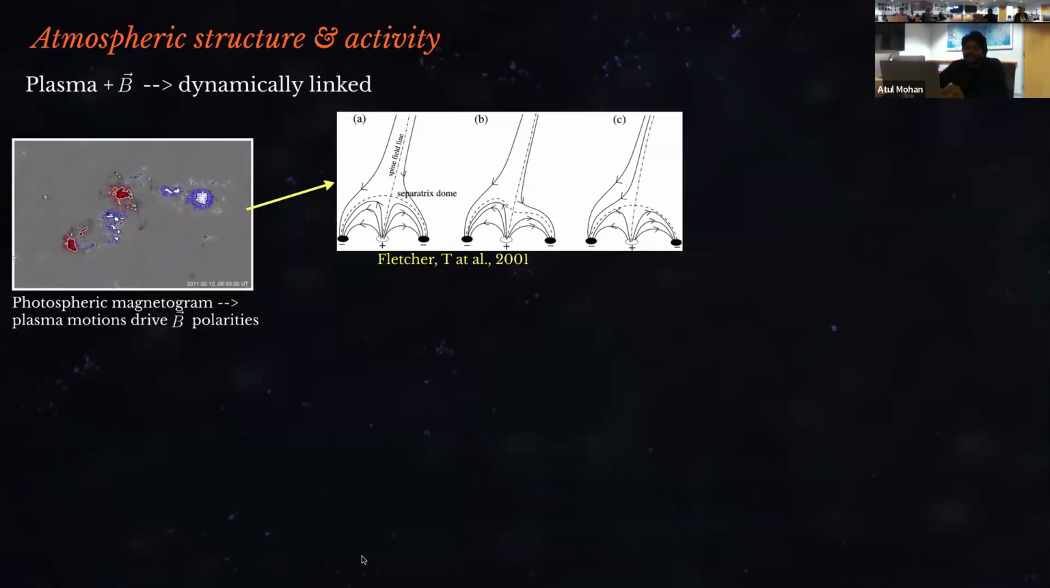And now, how does all this activity arise? This is because of the subsurface convective motions, which basically turn and twist your photospheric magnetic fields. This is a typical photospheric magnetogram from the sun. And as you can see, the subsurface convection turns the magnetic islands around, and these are basically opposite polarity magnetic fields. This is how the stress builds up in there.